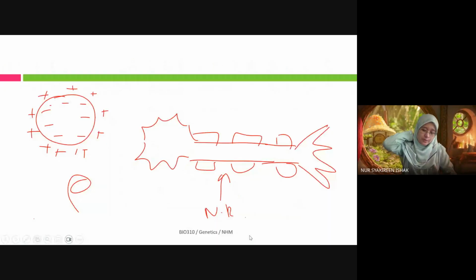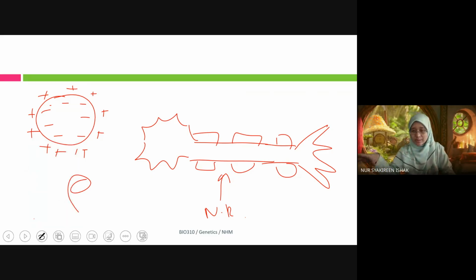Okay. We have here the neuron. The neuron has the cell body with dendrites extending. It has the axon, which is covered by myelin sheath. And then we have the nodes of Ranvier, which are the gaps between the myelin sheath, right? So, when a neuron is not stimulated, we call this the resting state. It is not transmitting or generating an impulse.